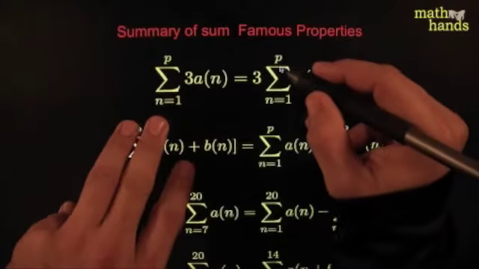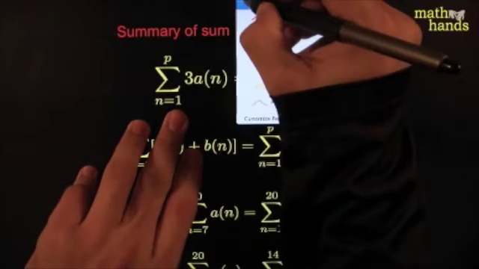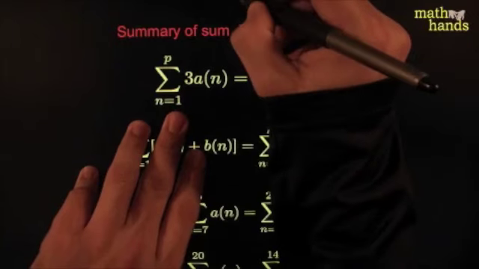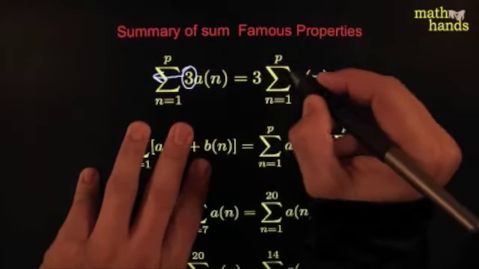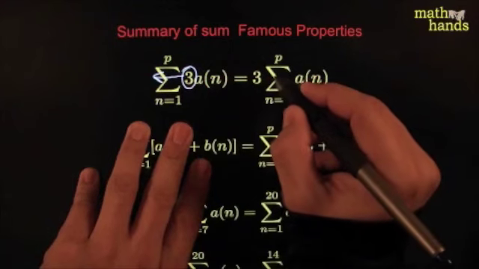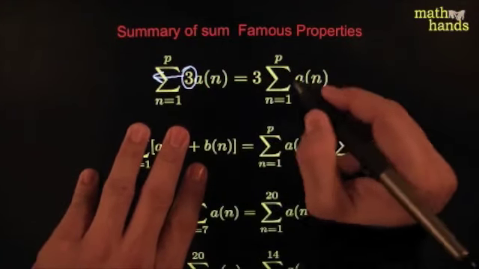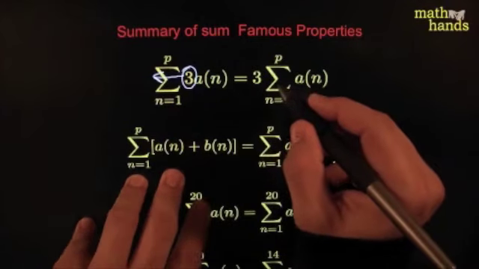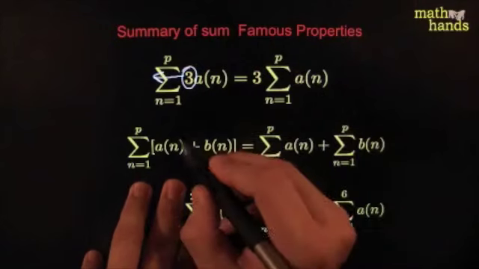Last time we talked about some very, very famous properties. And just in 2 seconds, let me see if I can recap those. So this one talked about the fact that you can pull out that 3 through the sigma. This is called pulling the constant. As long as the sum is finite and it exists, you could do that. We did that many times before, when we were doing limits, and when we were doing derivatives.